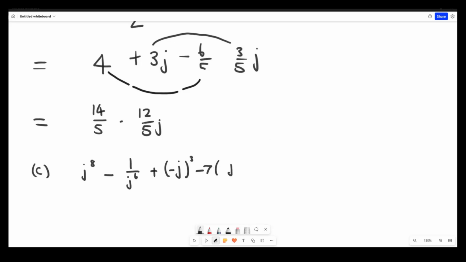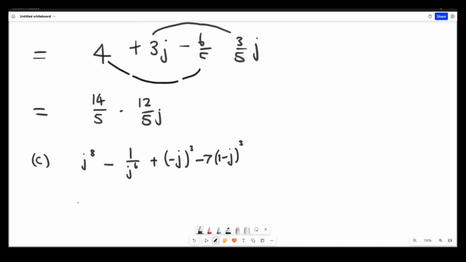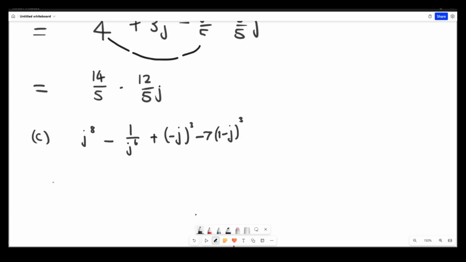Okay. 1 minus j, all cubed. Okay. Guys, just double check whether I wrote down things correctly here. Seems fine. Right. So what I would propose is you take it like this. This is how I would propose it.